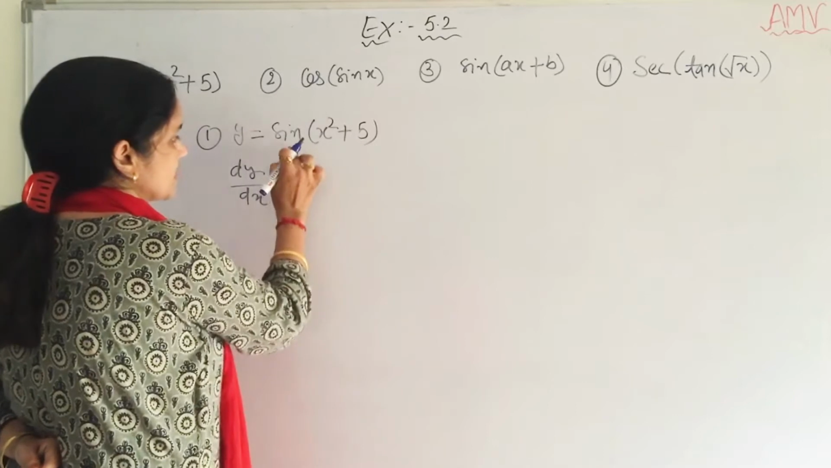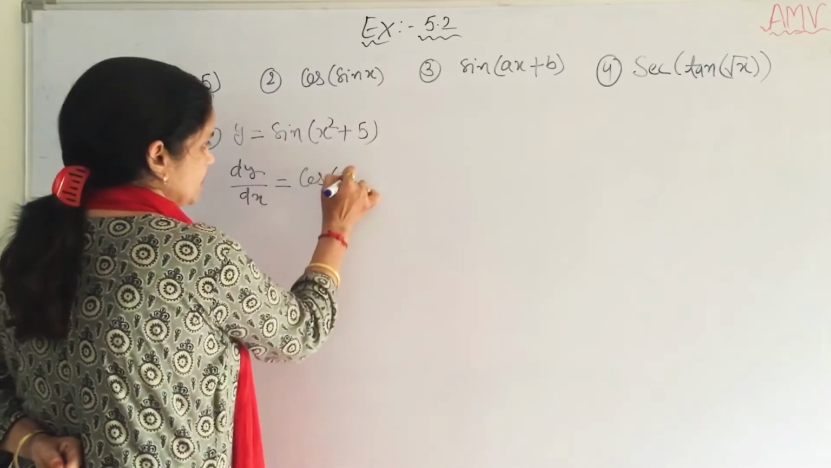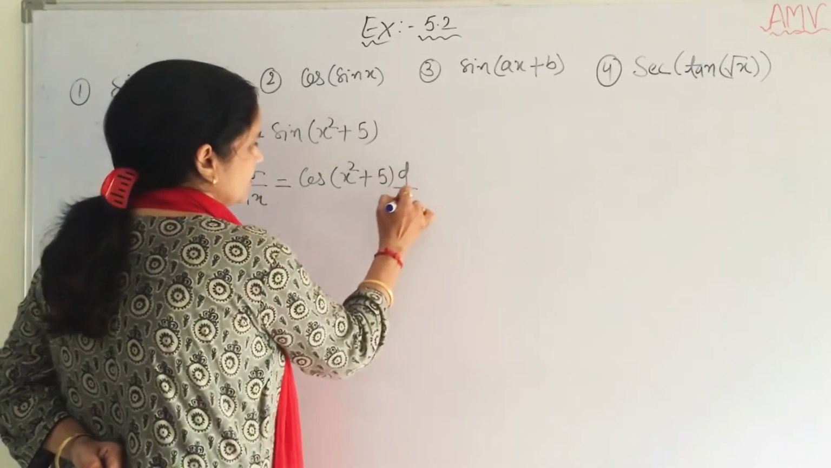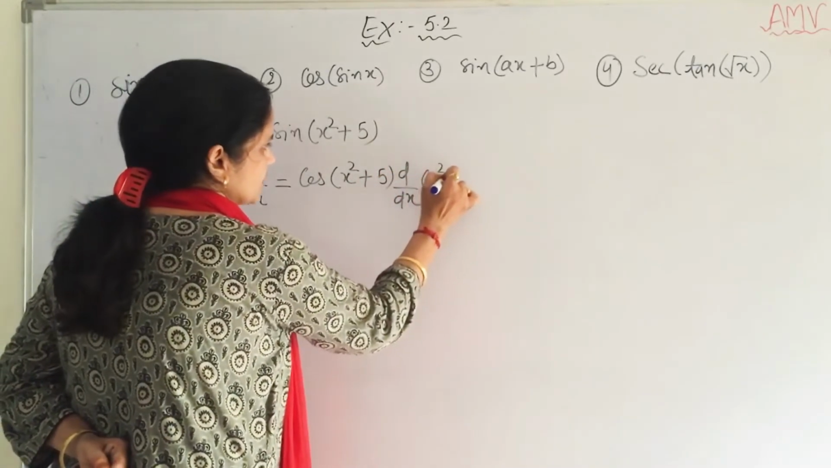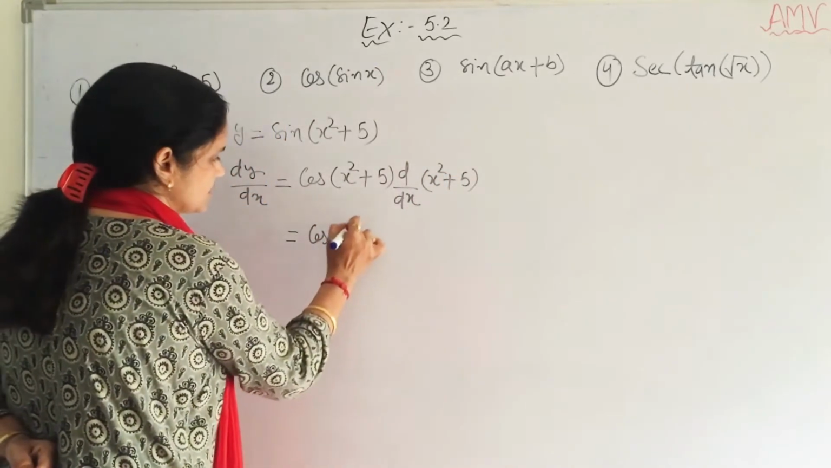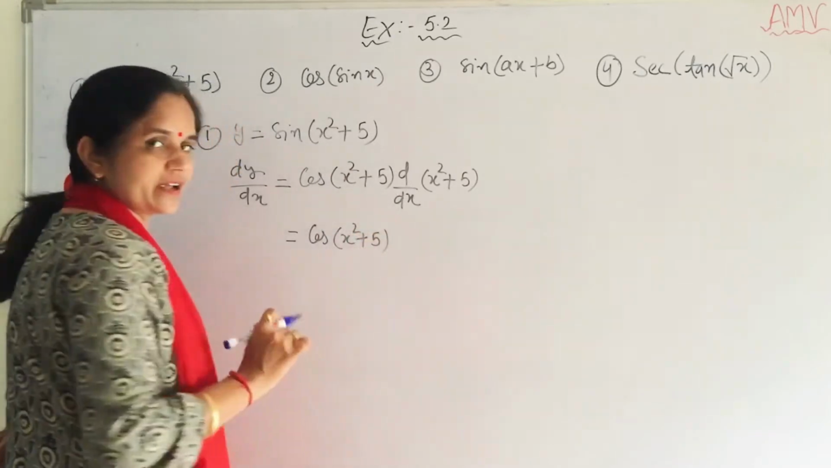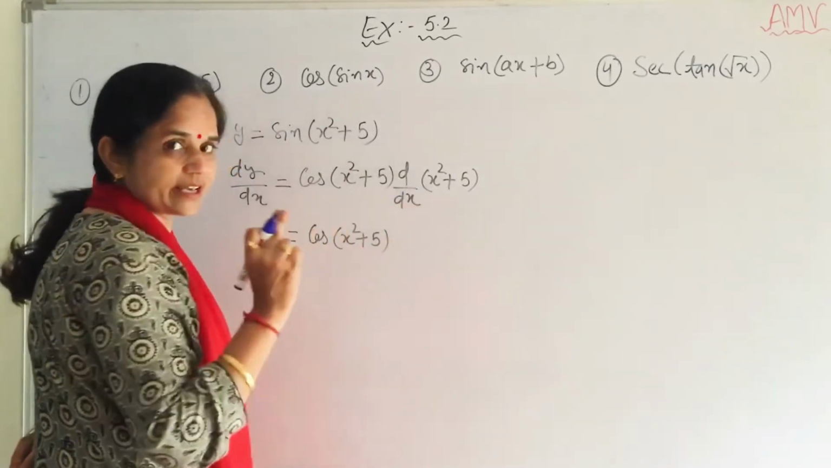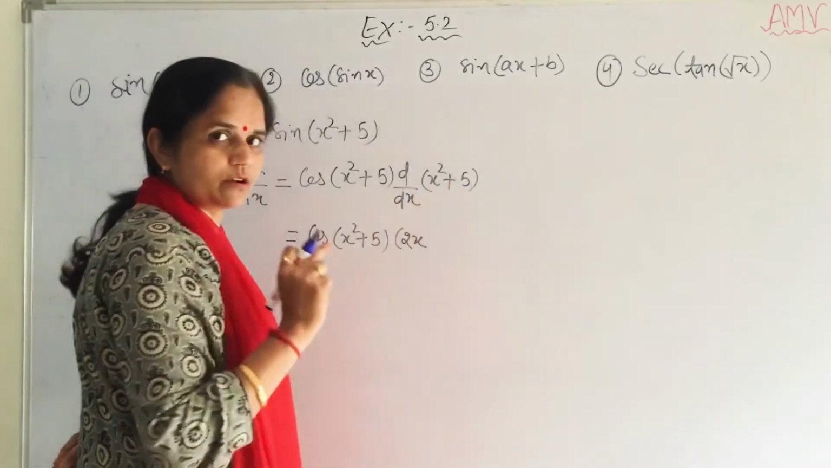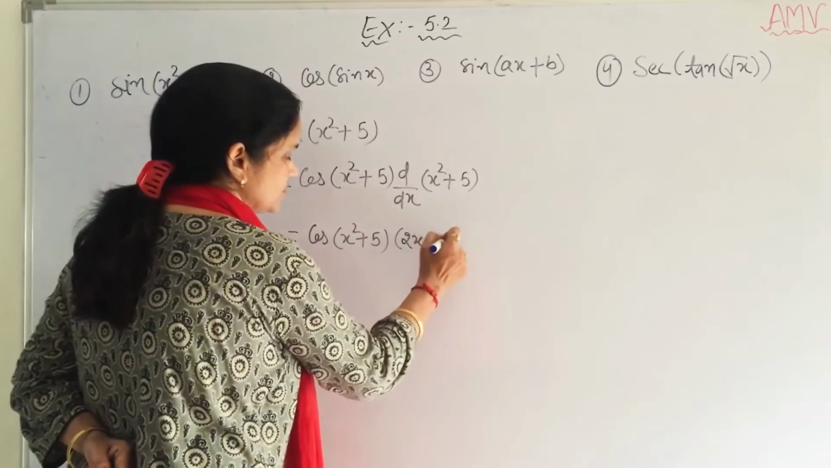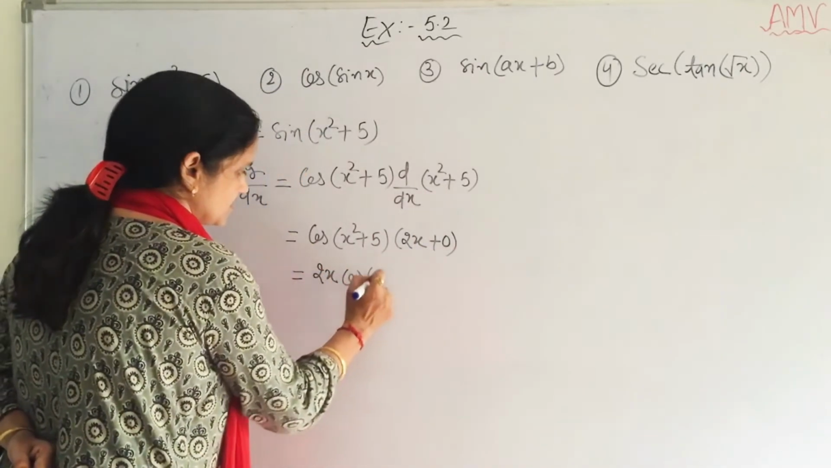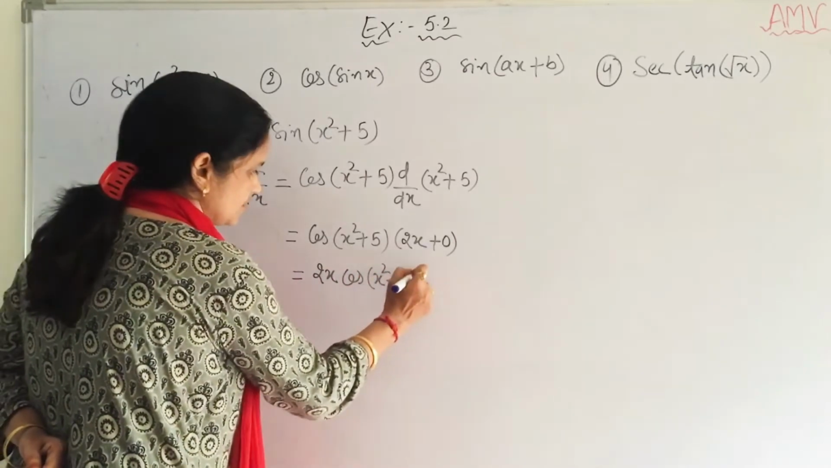Then the derivative of sin x is cos. In place of x, it is x square plus 5. And then d by dx of x square plus 5. So you will get cos (x square plus 5). And now the derivative of x square is 2x, and 5 is a constant. The derivative of 5 is 0. So the answer is 2x cos (x square plus 5).